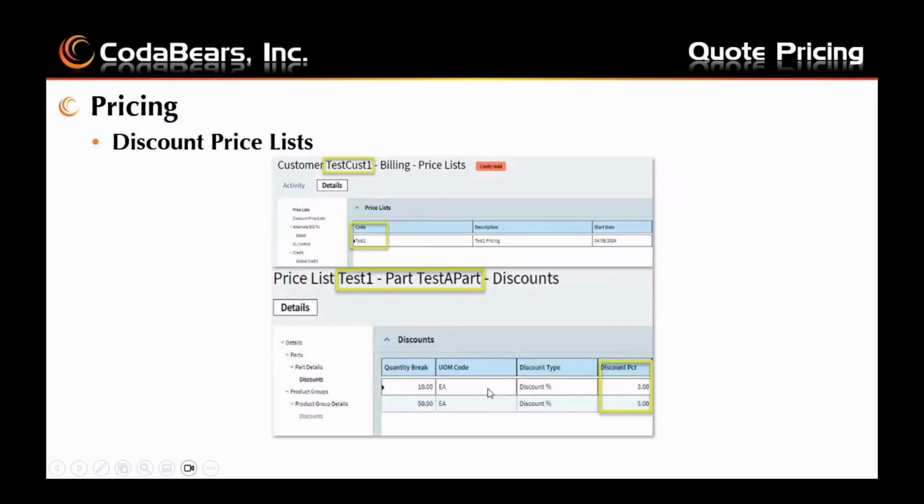So here, if the quantity break is 10, we're giving a 3% discount. And if the quantity break is 50, we're giving a 5% discount. And again, later in the presentation, we'll have an example of a quote line that shows using the discount price list.